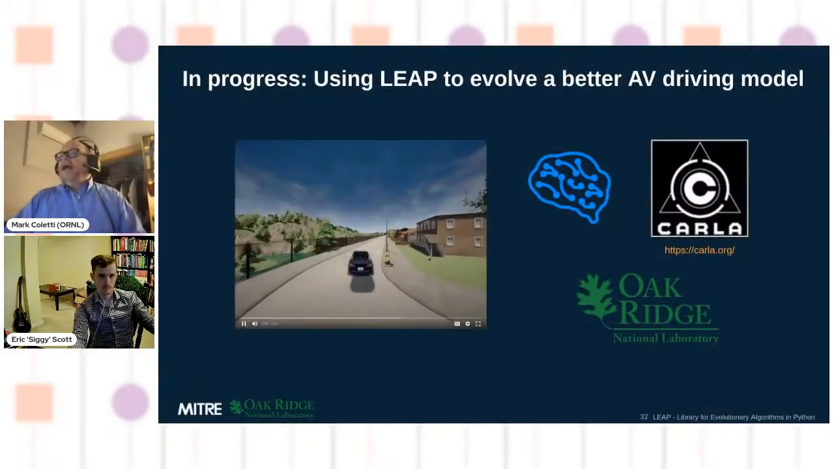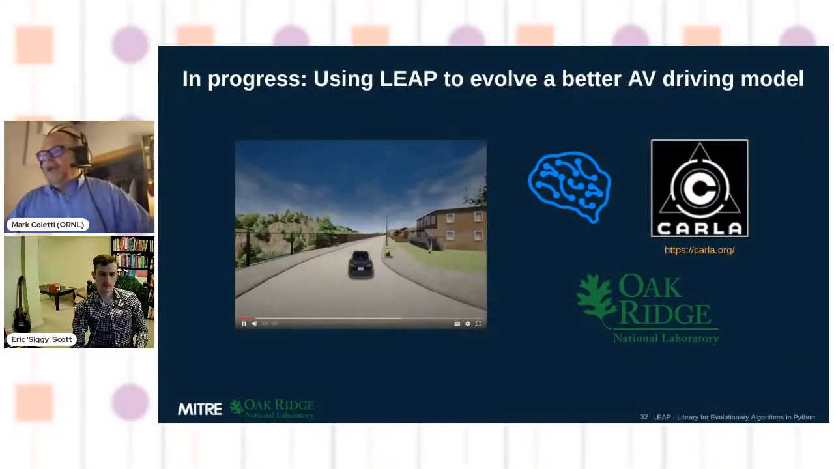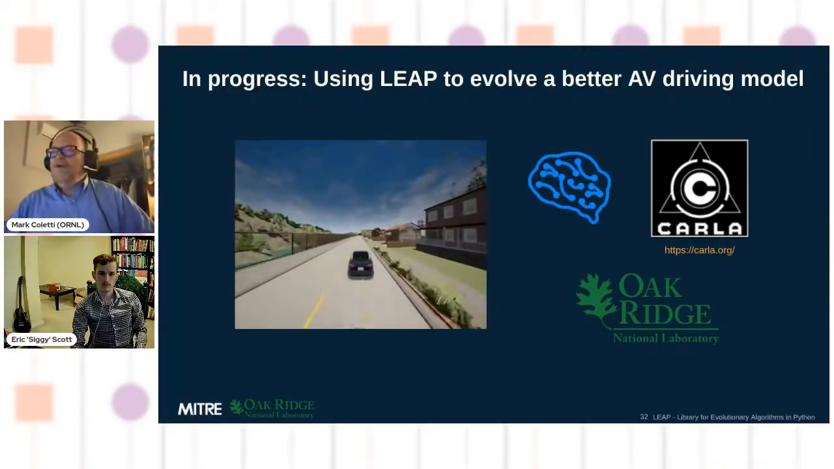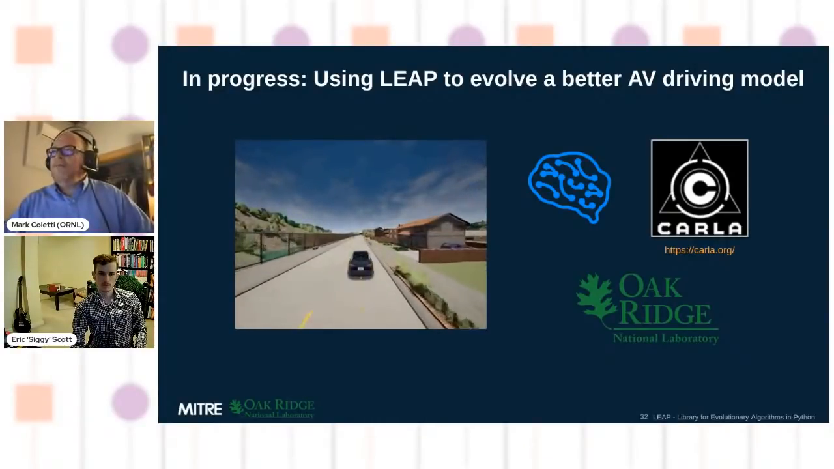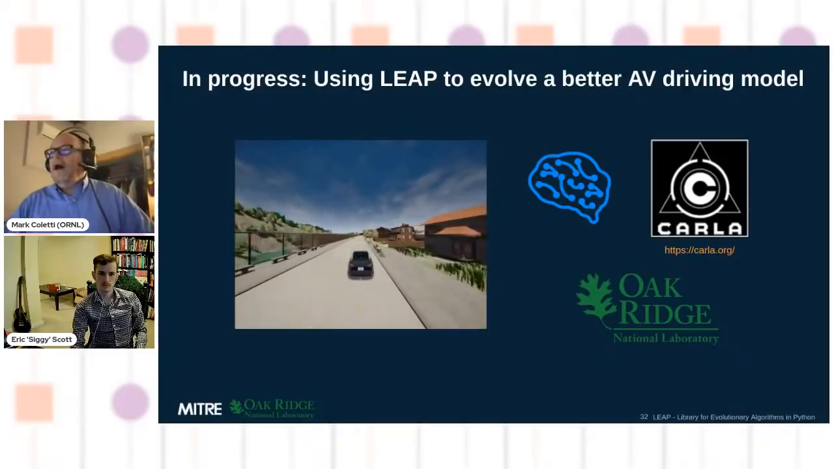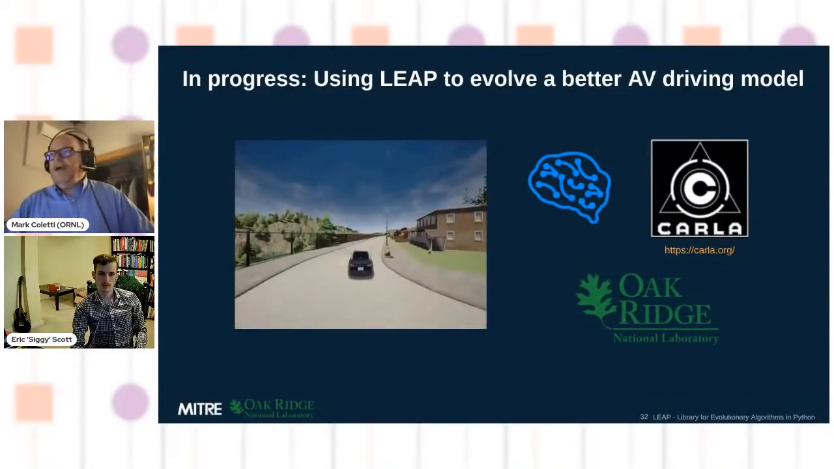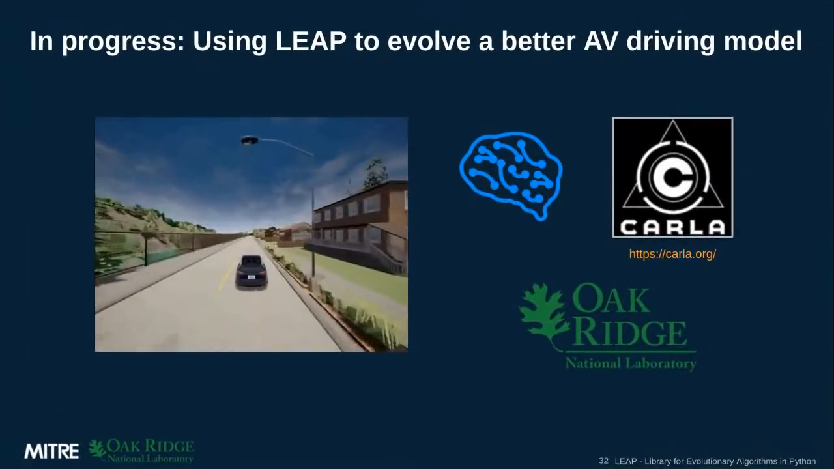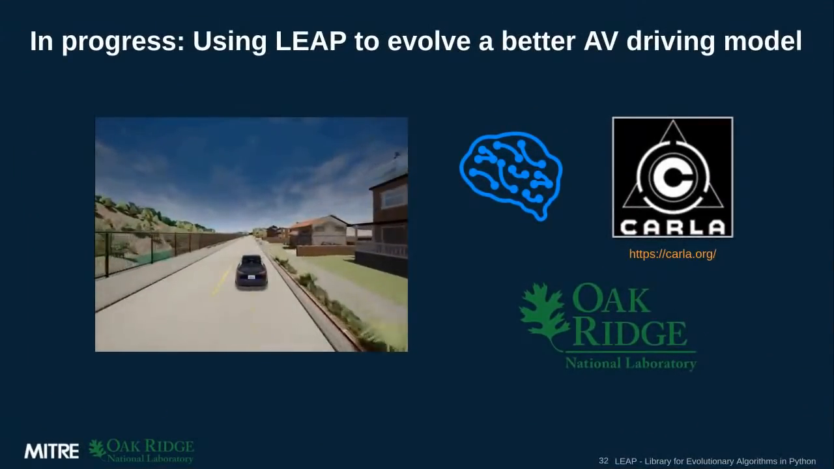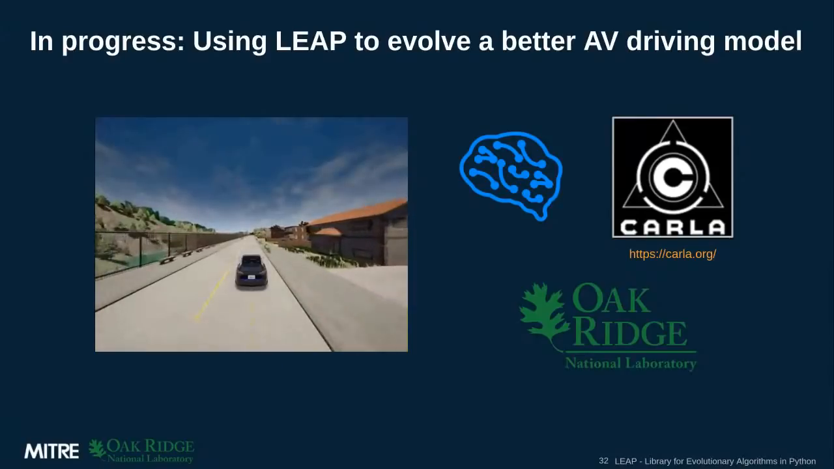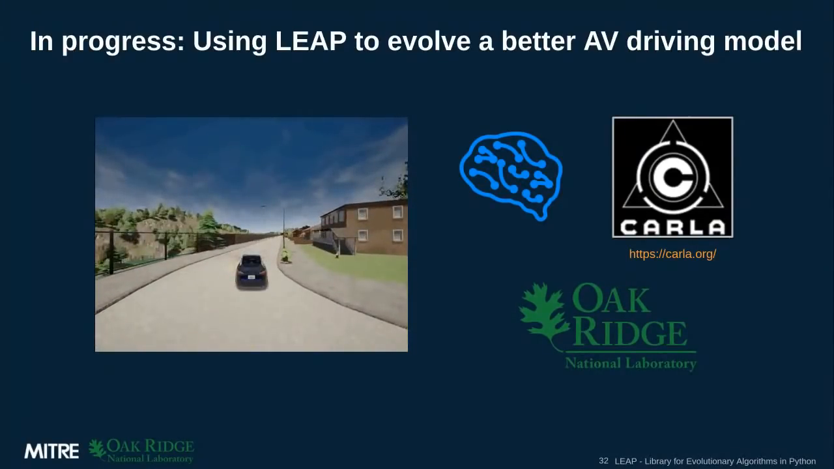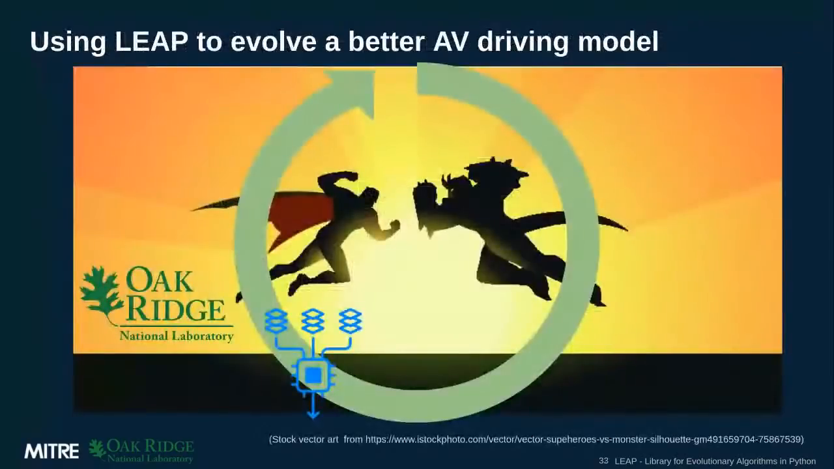Another vehicle-related application for LEAP is training an autonomous vehicle convolutional neural network. We're using the CARLA open source test bed, developed for training autonomous vehicles. On the left, you can see a video of a simulated Tesla car going through one of the CARLA towns.